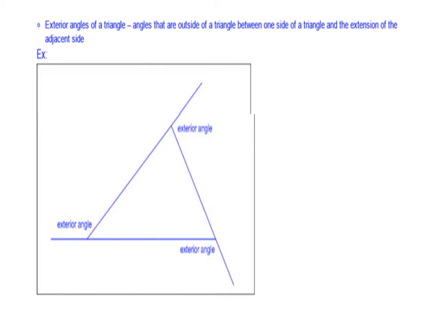So exterior angles, now we just looked at the interior part. Exterior angles of a triangle are angles that are outside of the triangle, between one side of the triangle and the extension of the adjacent side. So we're looking at this triangle, and here's our extension, here's our extension, and here's our extension. So the exterior angles of this triangle are here, here, and here. These are the exterior parts.